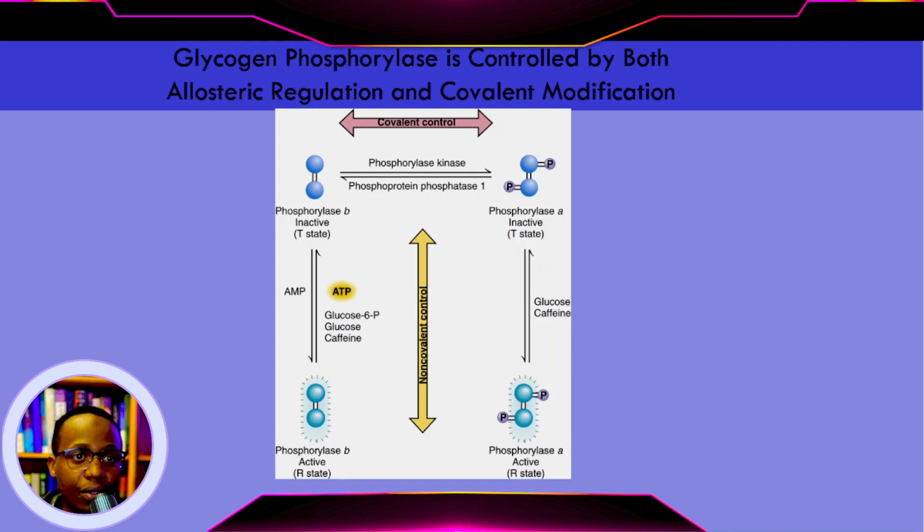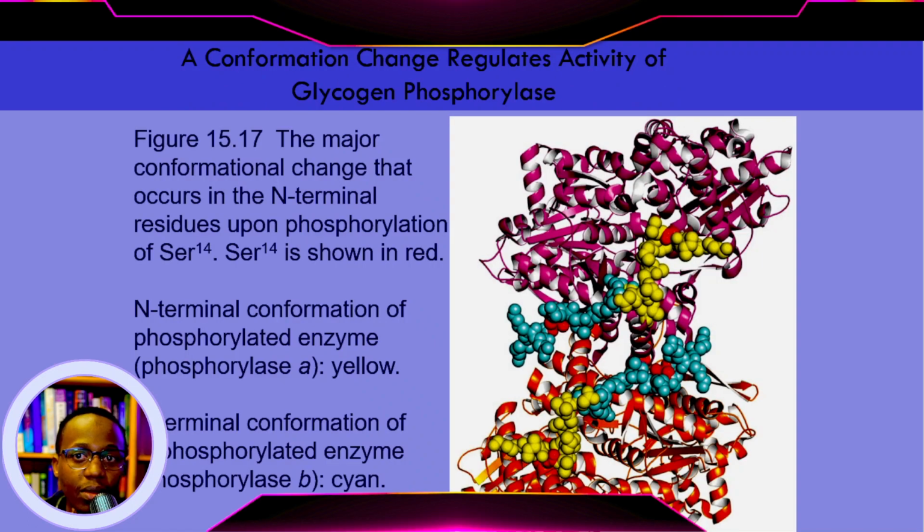And then after that, at the bottom, you have what? You have allosteric control. So you have covalent control and then allosteric control, which is the non-covalent control. What's the allosteric control? It's when you add AMP, you activate it. When you add glucose 6-phosphate, glucose, caffeine, or ATP, you inactivate it. Right? So you have activators and inhibitors. That's allosteric control. So remember, two types of control: covalent control and allosteric control, right? And this covalent control, let's talk about it a little bit more, all right?